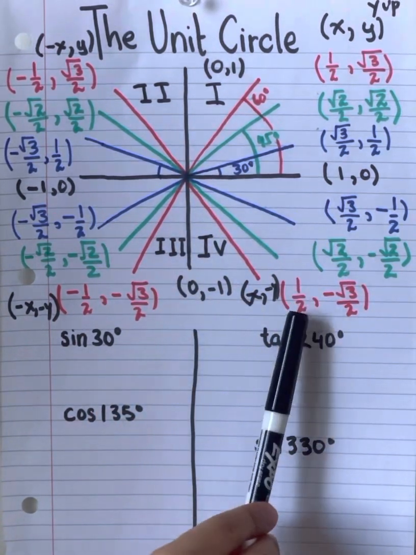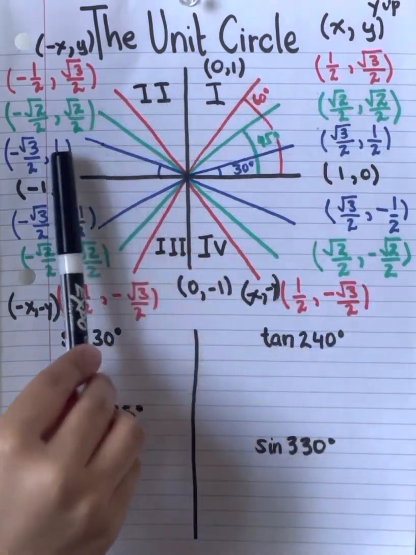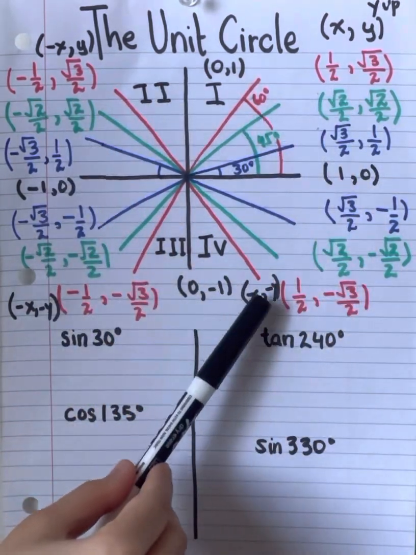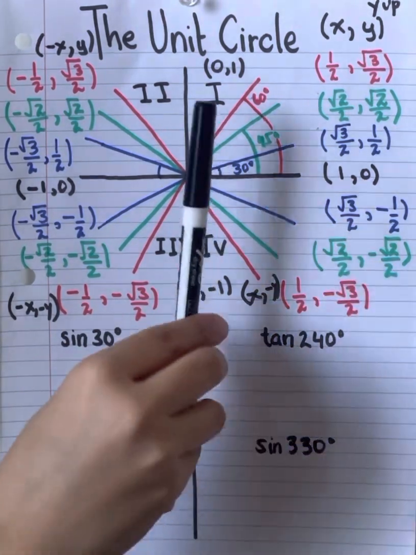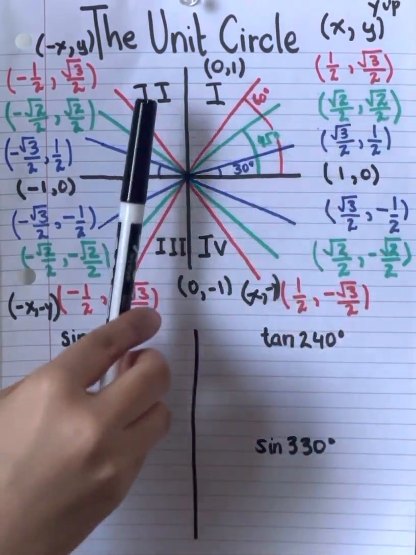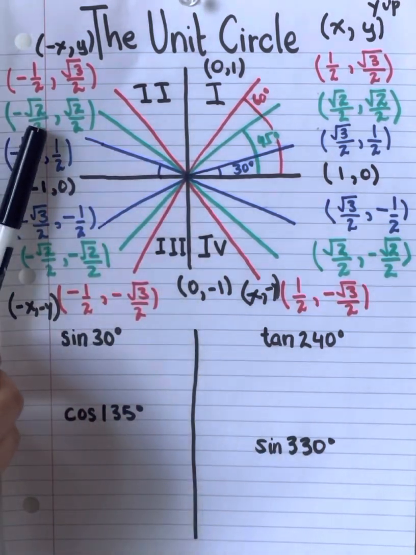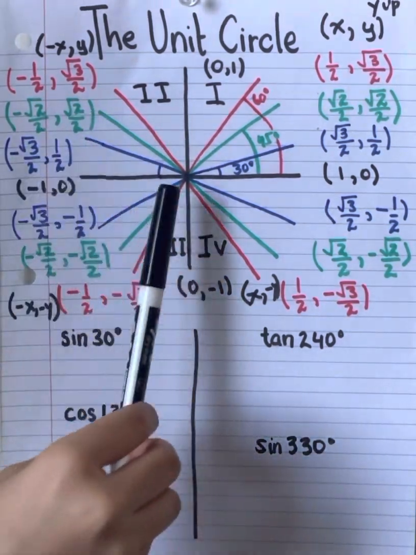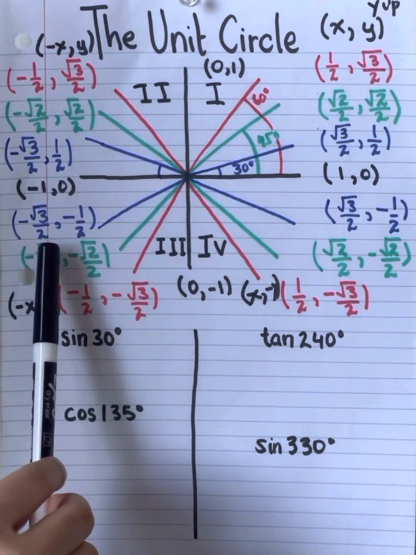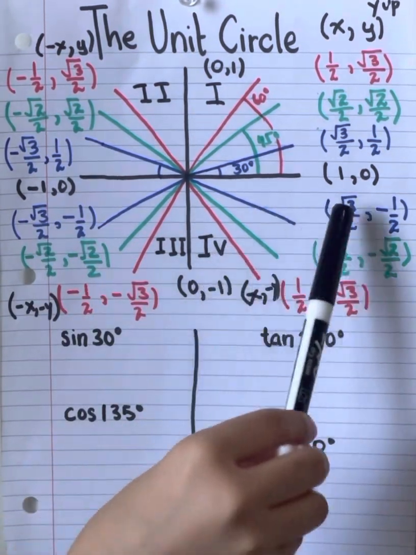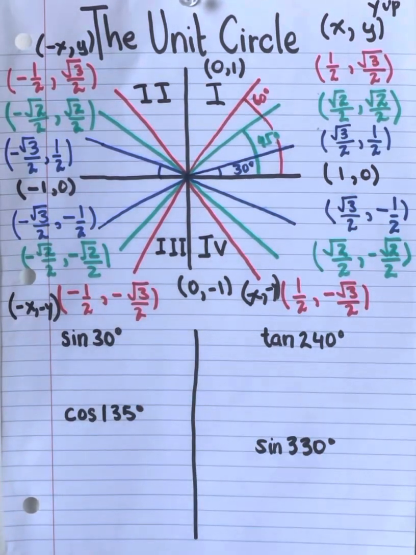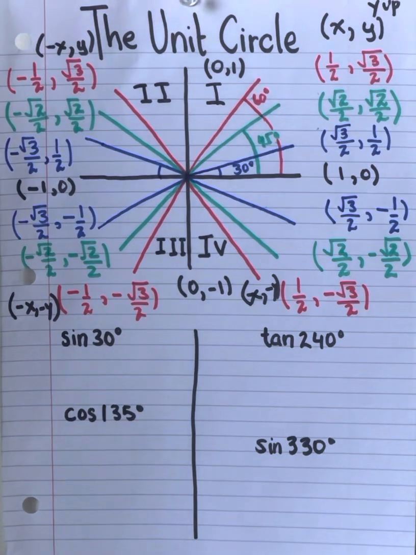As you can see, the numbers are still the same for each of our coordinates. It's just the signs that are different. So in the first coordinate, both are positive. In the second coordinate, our x is negative, but y is positive. In our third coordinate, both of our values are negative. And in our fourth coordinate, x is positive, but y is negative. Now, this was about the unit circle.